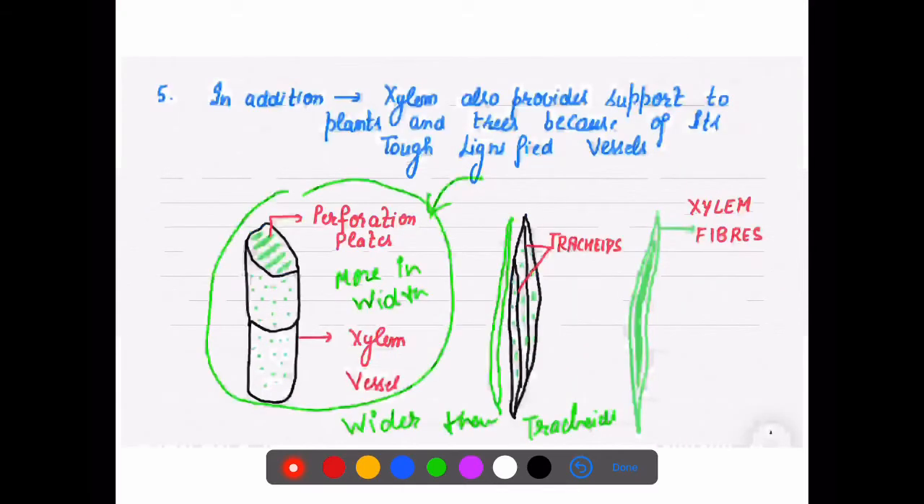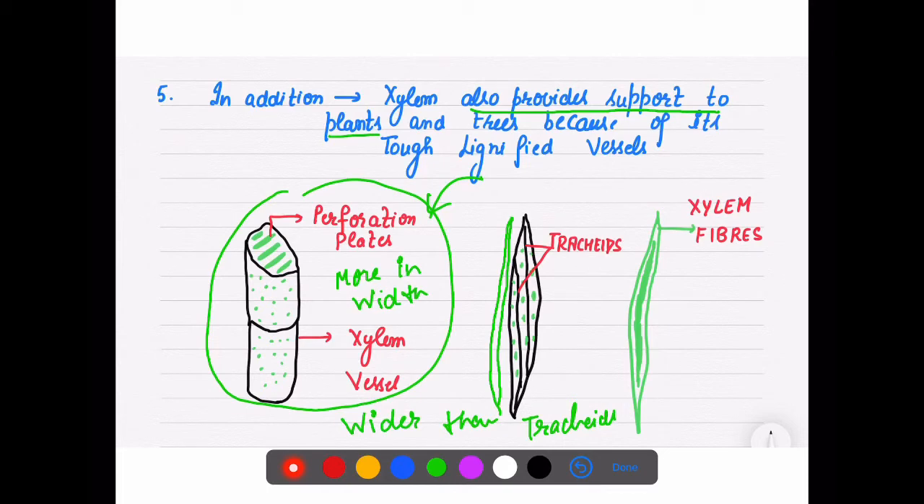Xylem does transportation, of course. In addition, it provides support to the plants. How does it provide support to the plants?